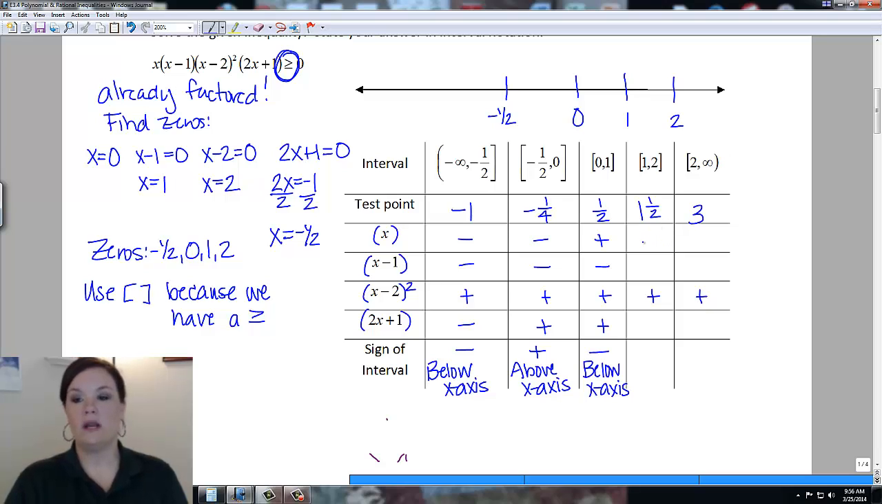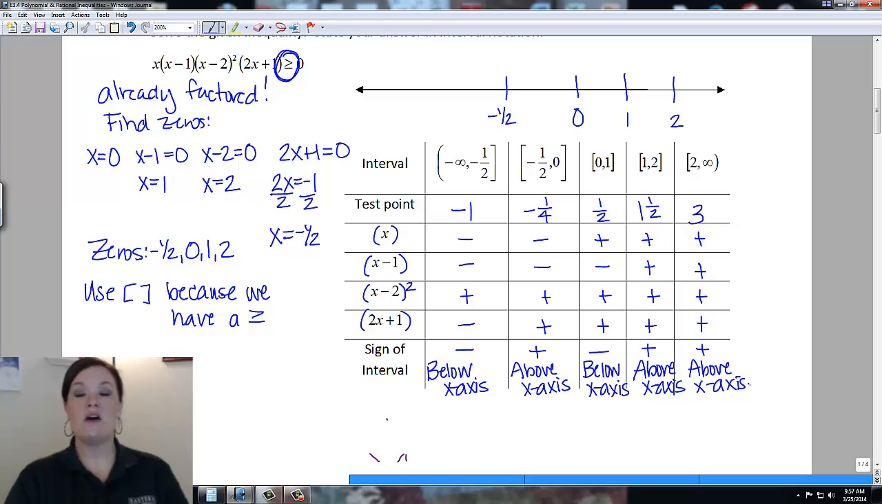Okay. When I plug in 1/2, that's positive. 1/2 minus 1 is positive. 1/2 minus 2 is negative, but then I square it, which makes it positive. 1/2 times 2 plus 1 is going to be positive. So this is a positive interval, which means that my values are above the x-axis. Okay, and then I do my last interval. 3 when I plug in is positive. 3 minus 1 is positive. 3 minus 2 is positive. Square it, still positive. And 2 times 3 plus 1 is positive. So this is a positive interval, which means that my y values are above the x-axis.